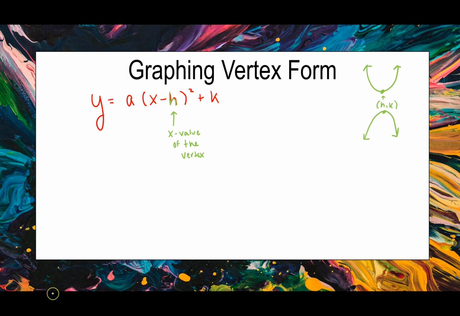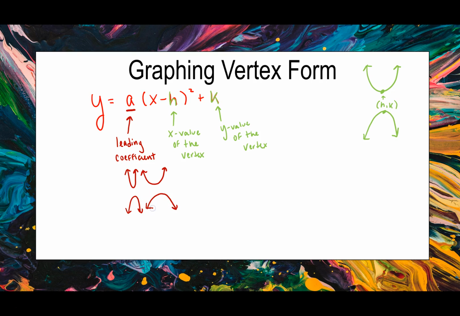So I've kind of given it away here. What does the k stand for? Well, the k stands for the y value of the vertex. Now, there is a term here, a, which we haven't talked about, and that's going to be called the leading coefficient. That value tells you how skinny or how wide it is, or is it a sad face, or is it a wide sad face?